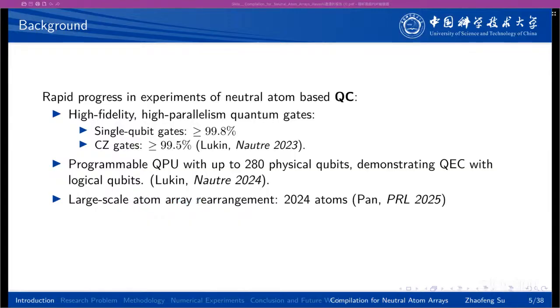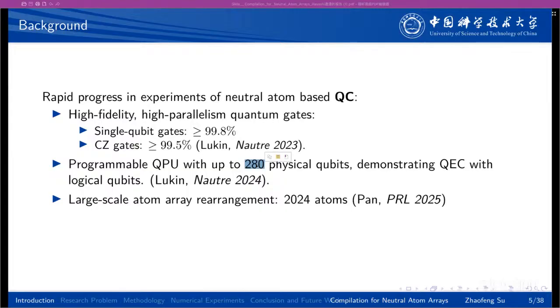But then, what is the bottleneck of the scaling of the optimization? The scalability is very good. You think about that neutral atom based quantum computing started less than 10 years ago. Oh, you mean the scaling of your simulation.